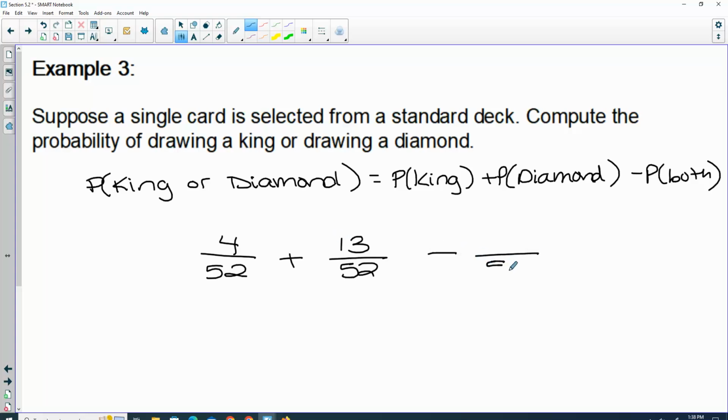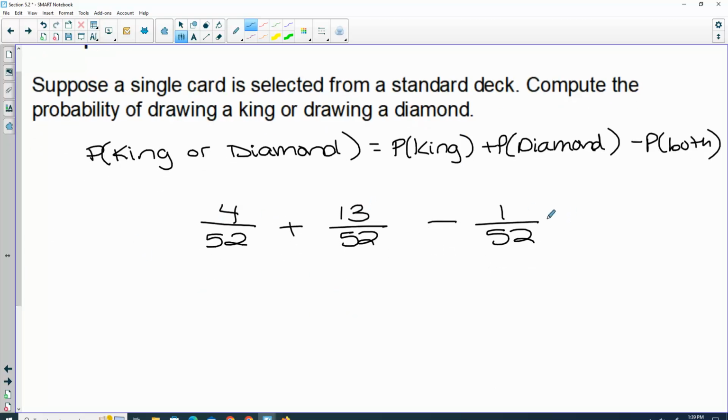Minus, how many cards are a king of diamonds? 1. And I have to subtract that 1 because I counted that one with the diamonds and with the kings. So then, 4 plus 13 is 17 minus 1. 16 out of 52, or what's that turn out to be?